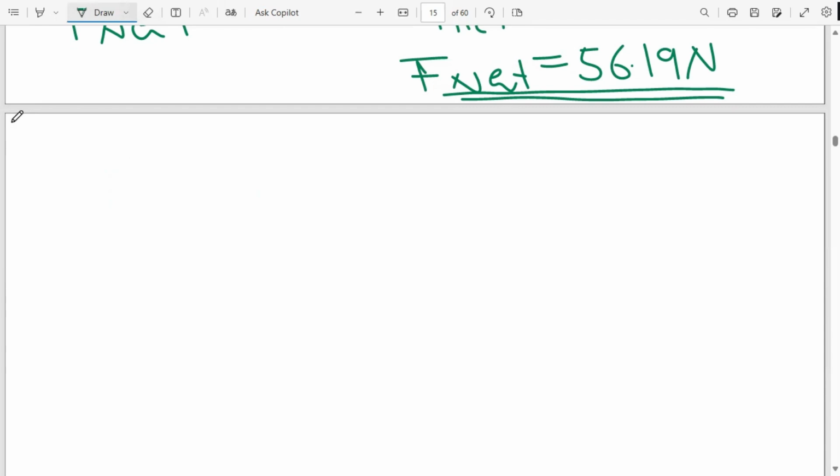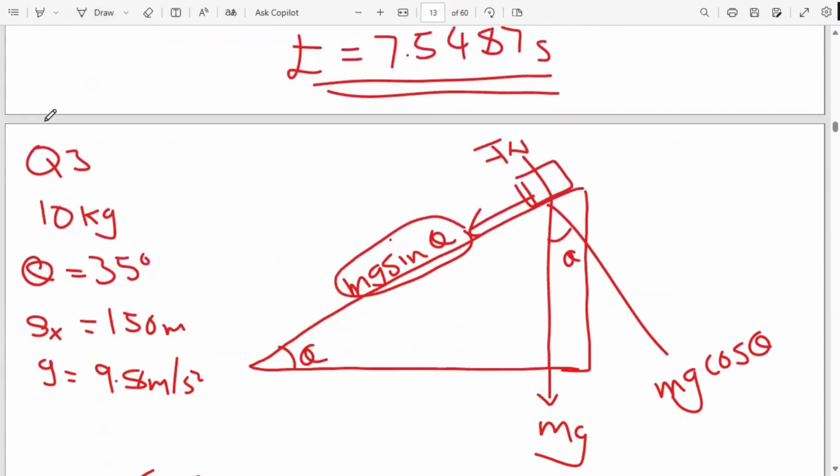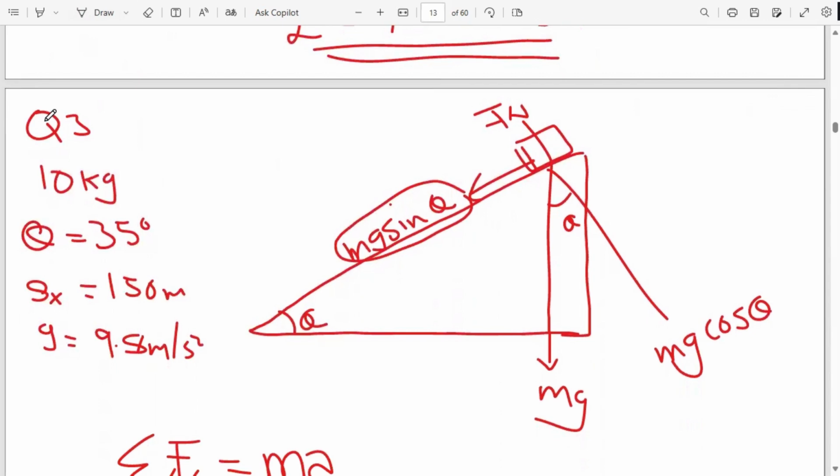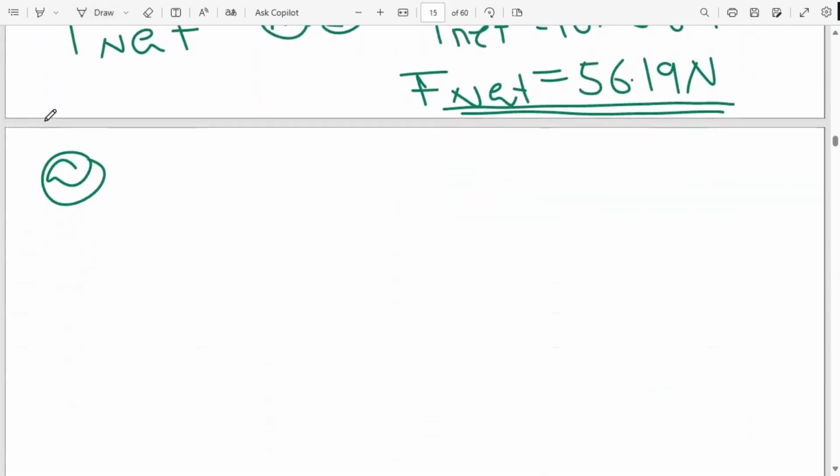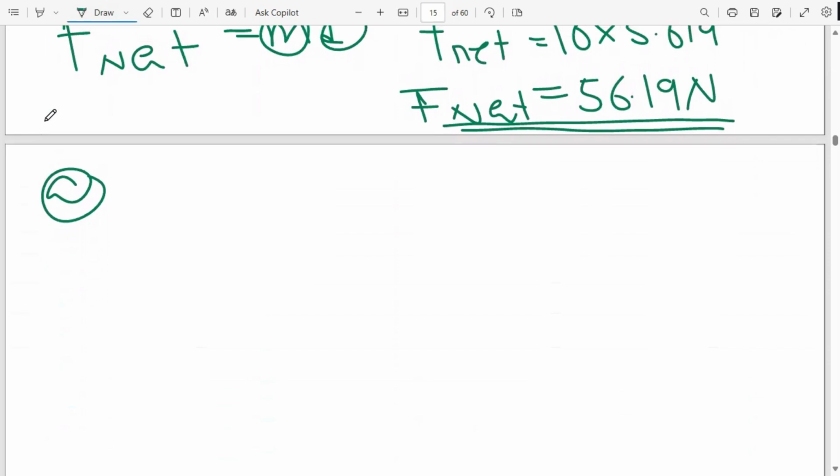Okay, so let's move on to the last part of the question, which is part C. Part C is saying: what is the vertical displacement of the crate relative to its starting point? The vertical displacement can easily be calculated, because we know the hypotenuse here is 150 meters and the theta here is 35 degrees. What are we looking for? We're looking for this vertical distance. So what are we going to do? We can easily use SOHCAHTOA.